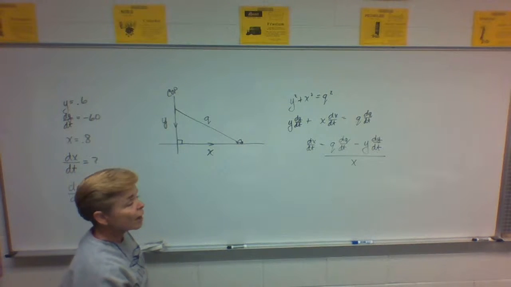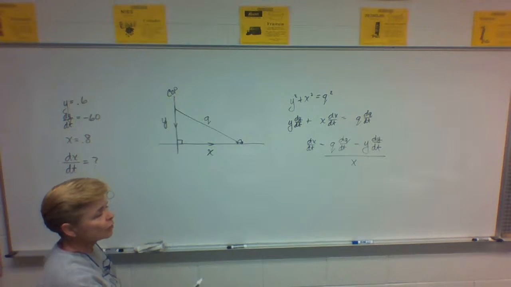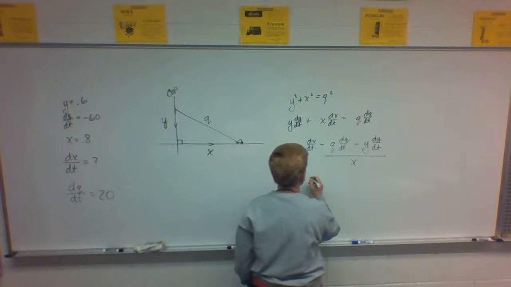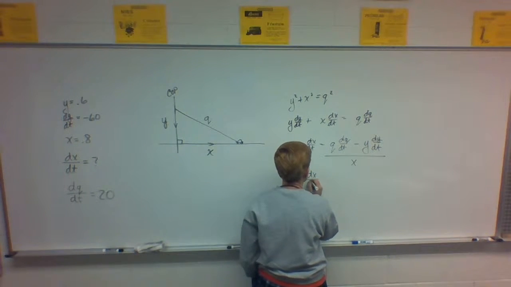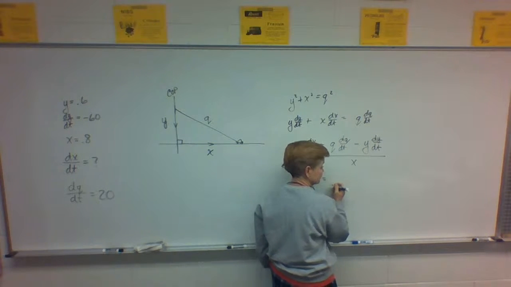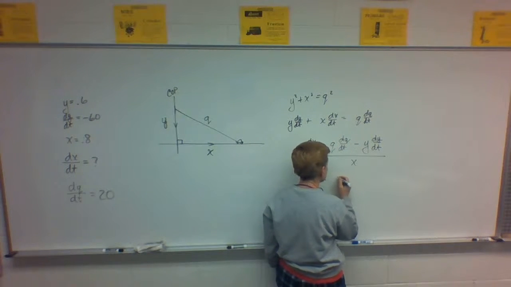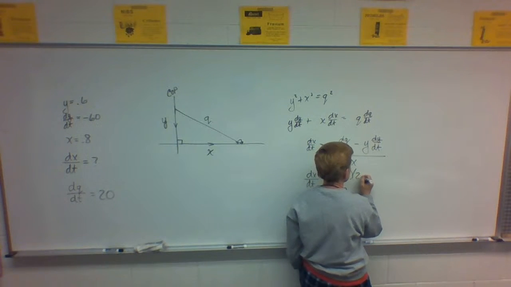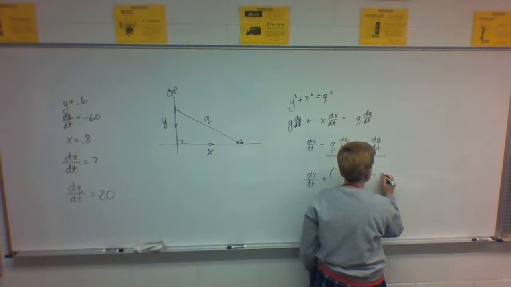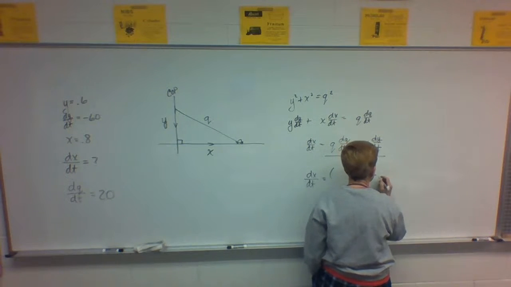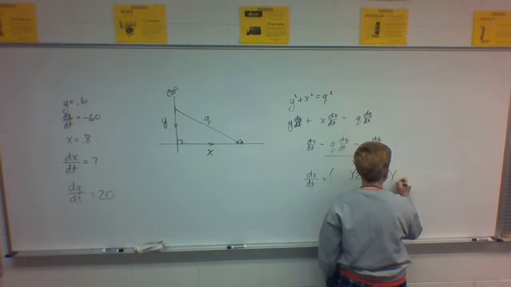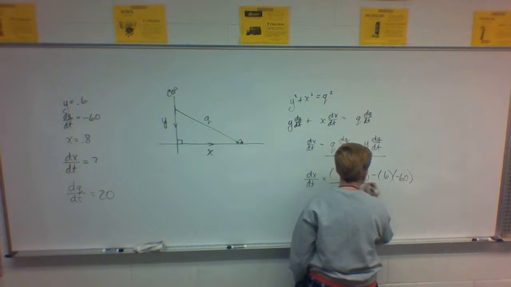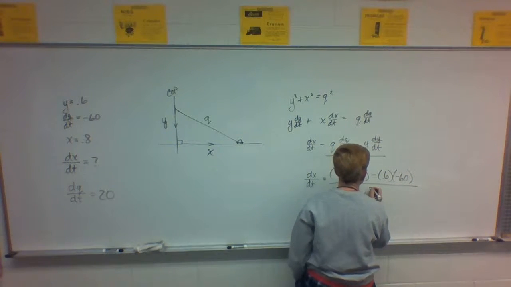Okay, so now that we've got the derivative done and we've isolated, we've done all we can do with it. Now we start plugging things in. dx/dt is equal to, what's q? Oh, crap, we didn't find q. We will in a minute. What's dq/dt? 20. What's y? 0.6. What's dy/dt? Negative 60. What's x? 0.8. What's q?